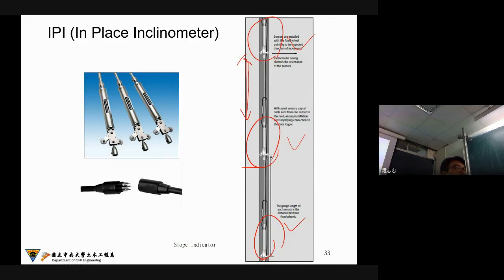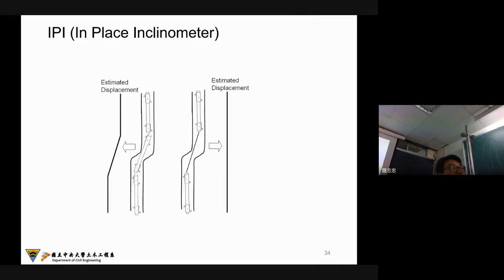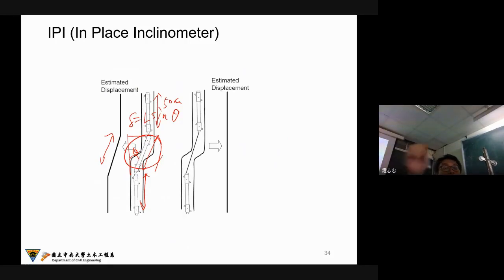If you try to use the IPI, you need to use the manual inclinometer first to identify the possible landslide depth, narrowing it to 10 meters or 5 meters, the range of the landslide surface. Then I can put an IPI inside. Because with the traditional one, I can measure every 50 centimeters. So if I have a narrow sliding surface, I can find the displacement because I can check and calculate theta from the equation, to calculate the horizontal displacement.